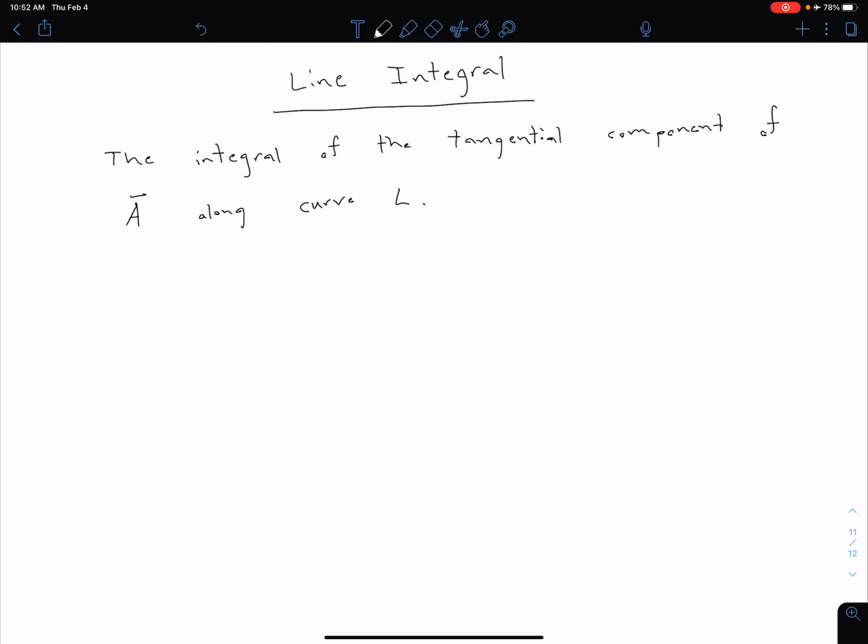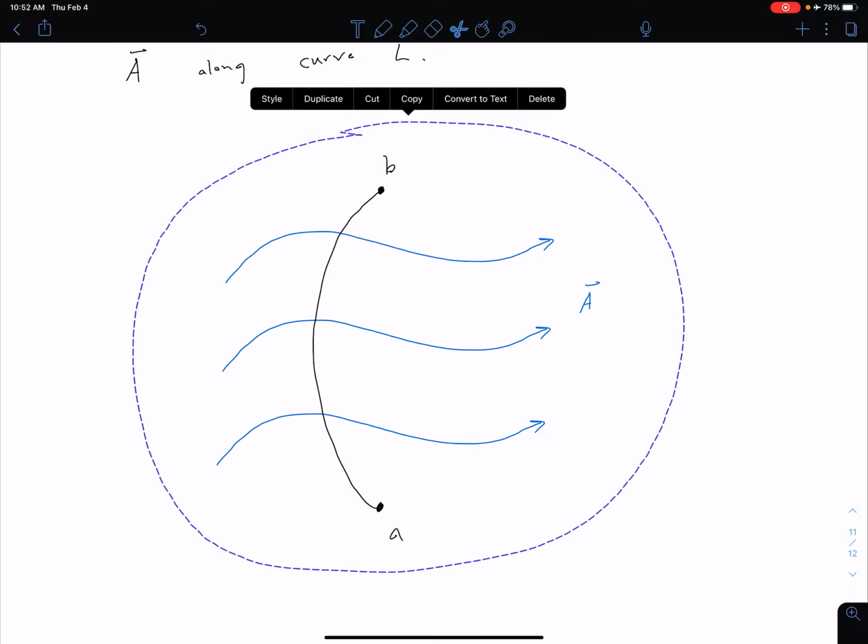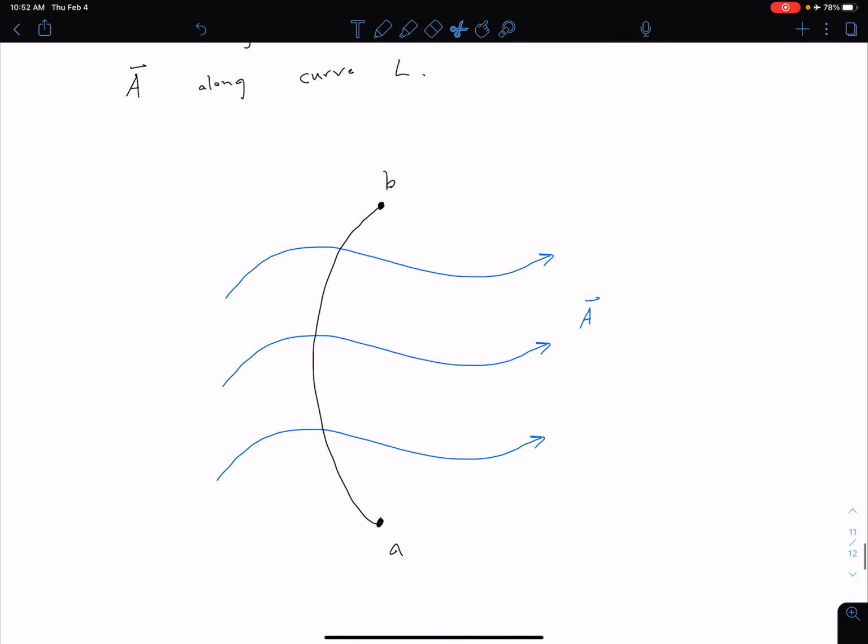Before looking at some examples, let's talk about our line integrals, surface integrals, and volume integrals in general. We're going to start with our line integrals, and our line integral is defined as the integral of the tangential component of some vector or vector field A along a curve L. This is a little bit confusing, so let's look at a figure that will hopefully help us visualize this, and then we'll write out some mathematical definitions as well.